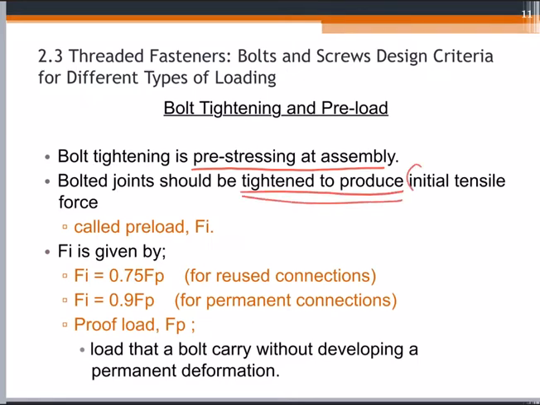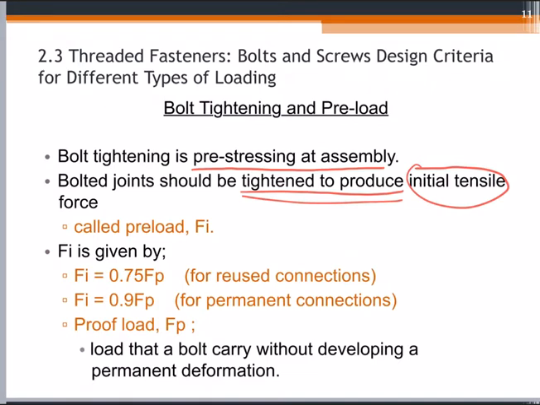Bolt tightening is a pre-stressing at assembly, where usually the bolted joint should be tightened to produce an initial tensile force. Let us imagine if we want to tighten the nut on our car wheel. First, we will turn the nut until we cannot turn it anymore, and at that time usually the nut will be near to the rim. After that, we will take our universal cross wrench to tighten the nut. This process is the pre-stressing of the nut into the rim.